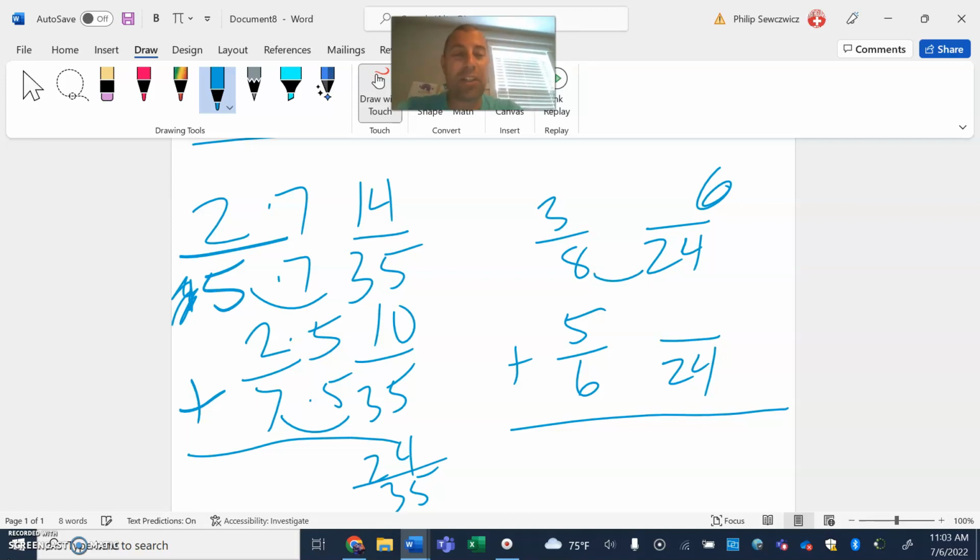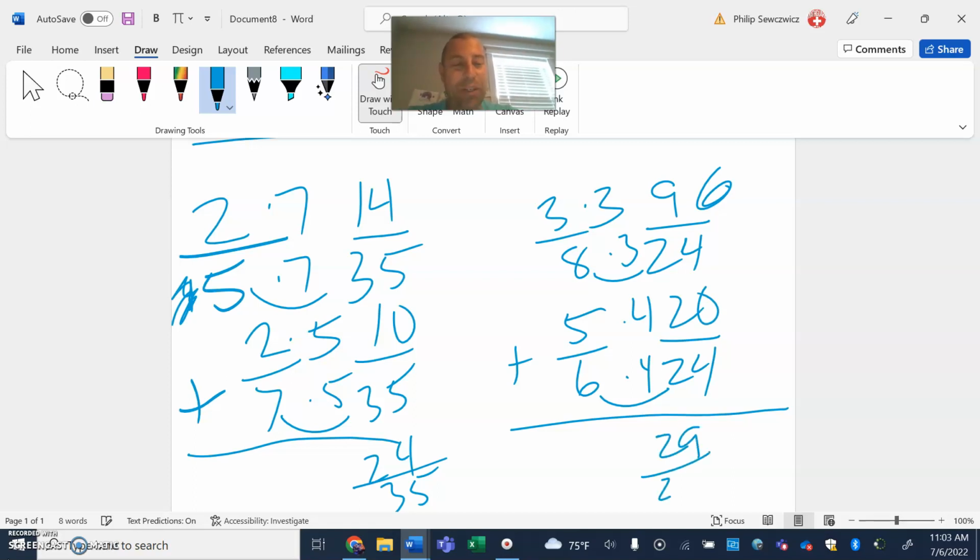All right, so we're looking to multiply. So let's multiply. Should get a 9 up here. Let's multiply. Should get a 20 up there. Now we can add, and that is 29/24.